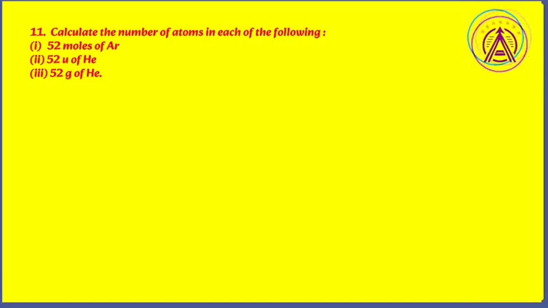52 grams, again grams, what they have given you is a mass, divided by the molar mass of helium, and then find the number of moles. Those moles, if you multiply with Avogadro's number, you get the number of atoms.